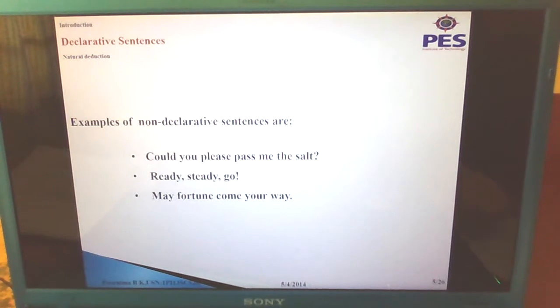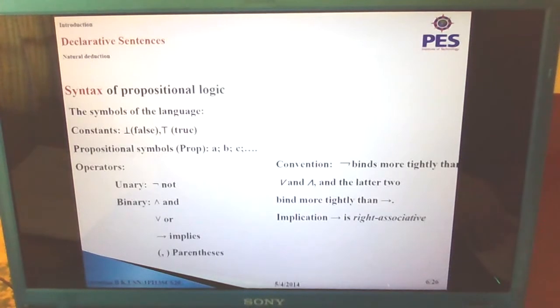Ready, steady, go. It is an exclamatory sentence, meaning we are exciting something. So this is not a declarative sentence.